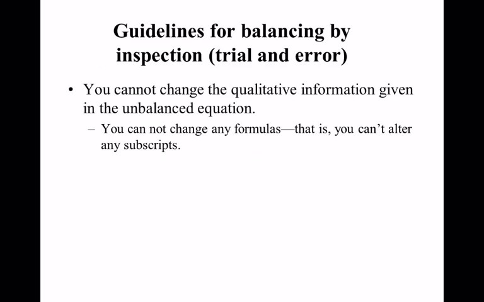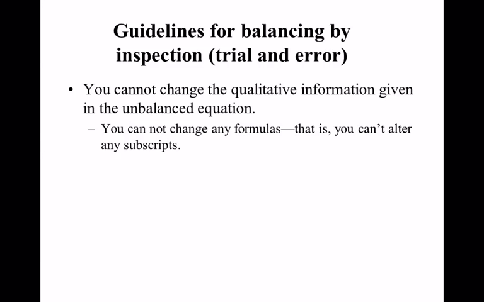So now comes the point where I'm going to show you how to balance, how to go back and forth to come up with a set of coefficients that give you the same number of atoms of each element on both sides of the reaction arrow. There's a couple different ways. We're just going to do trial and error right now. And that's all we're going to do for this semester.